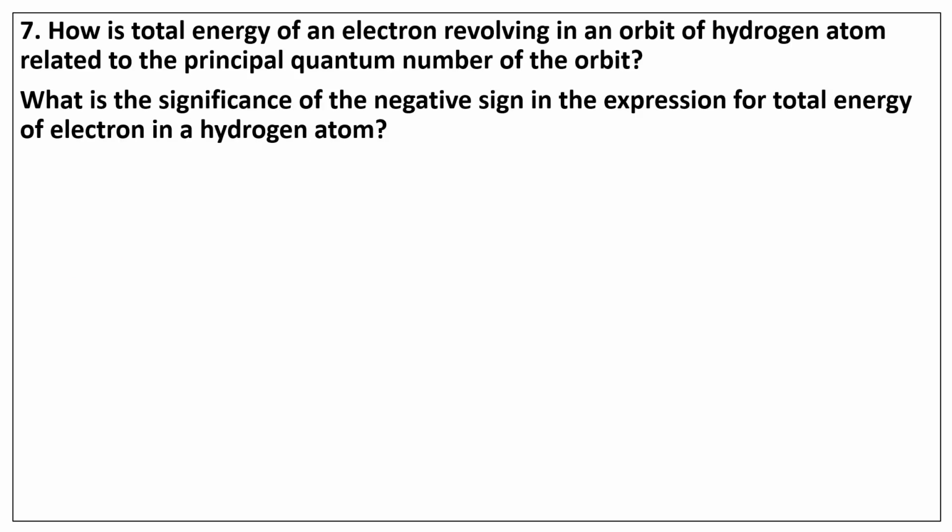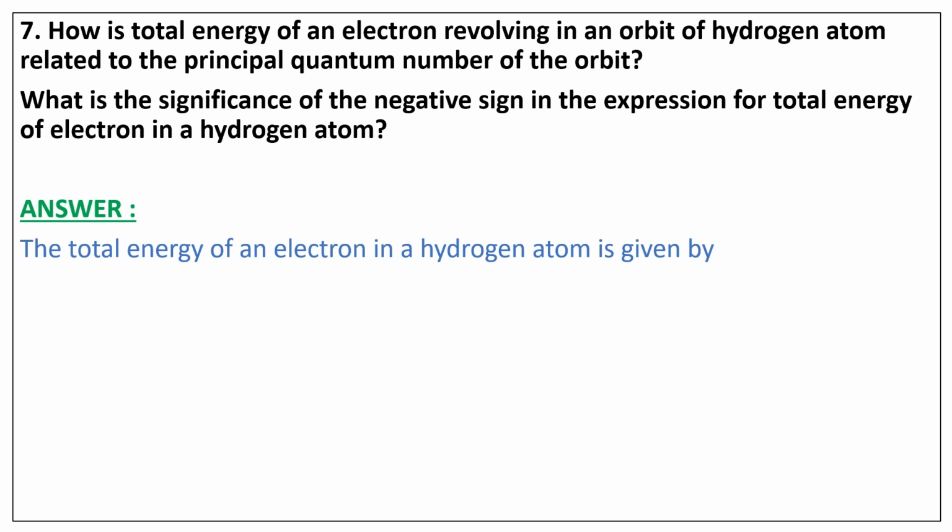7. How is the total energy of an electron revolving in an orbit of hydrogen atom related to the principal quantum number of the orbit? What is the significance of the negative sign in the expression for total energy of the electron in a hydrogen atom? Answer.